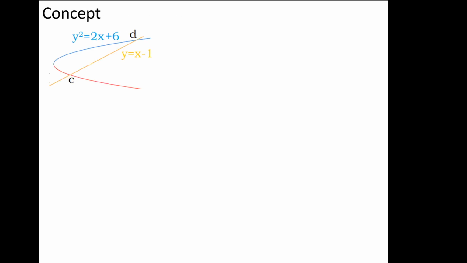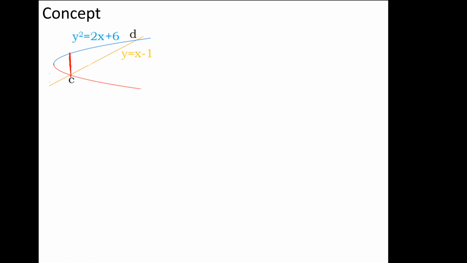So this is what the picture looks like. Y squared equals 2x plus 6. Y is equal to x minus 1. We're looking for the area that's contained. And if you look at this graph, there's a way you could do it, definitely. You could split it like this. Split it at that value indicated by C.